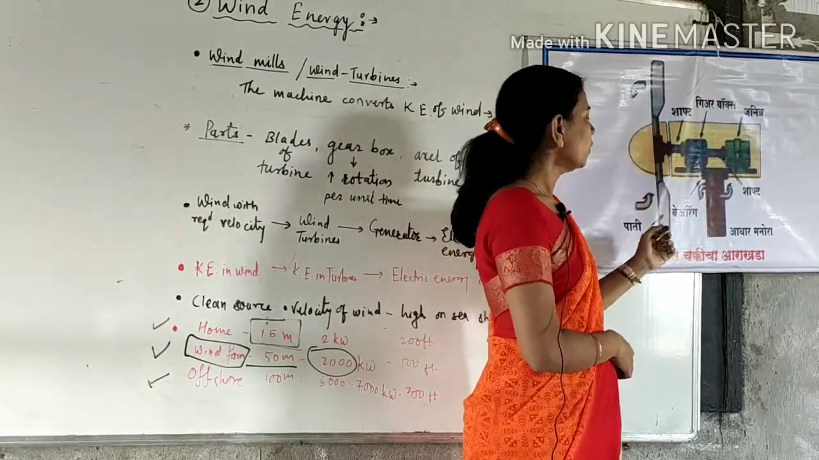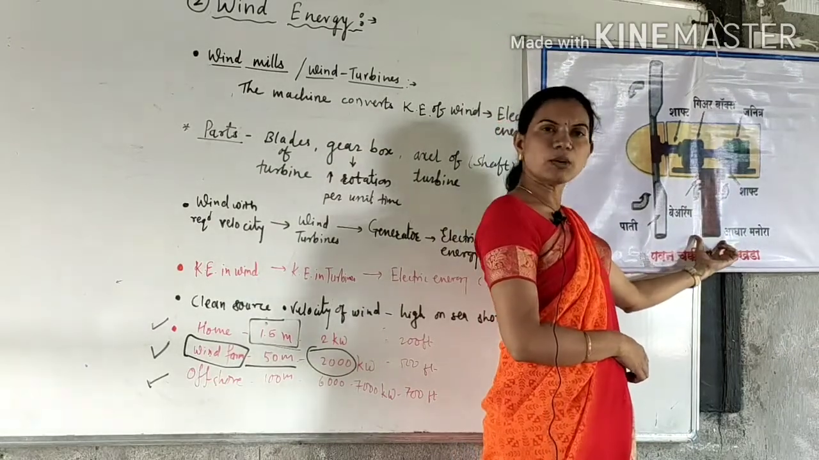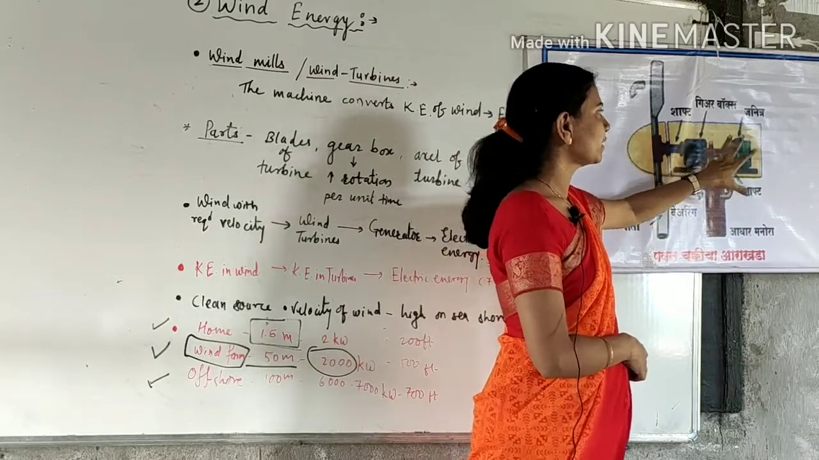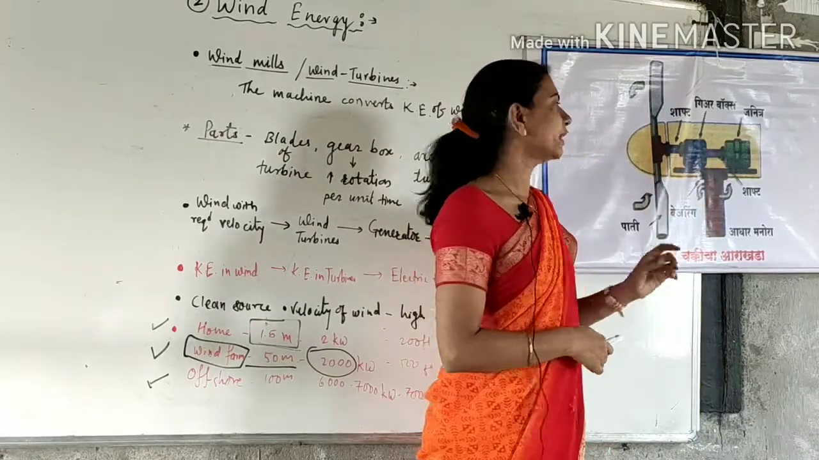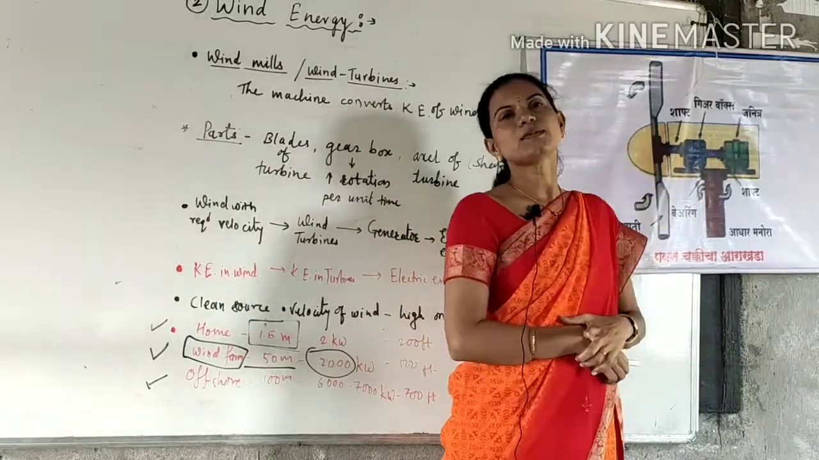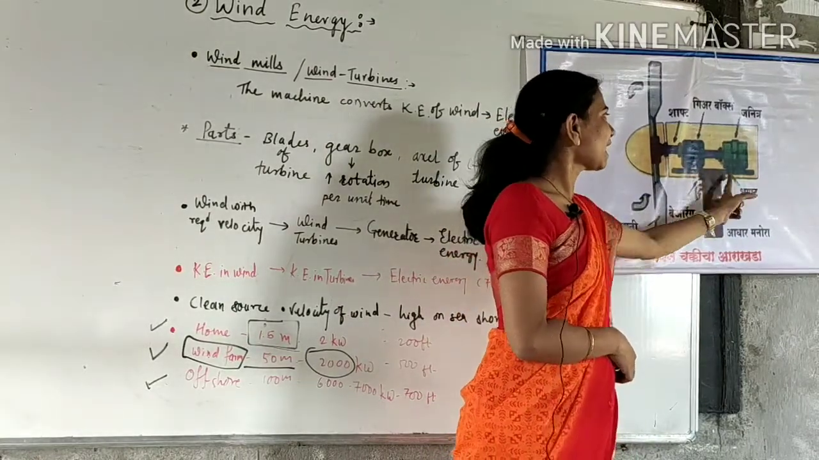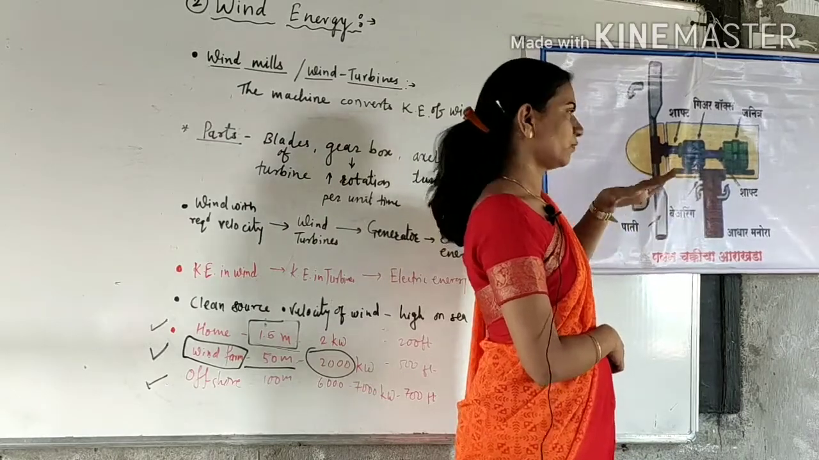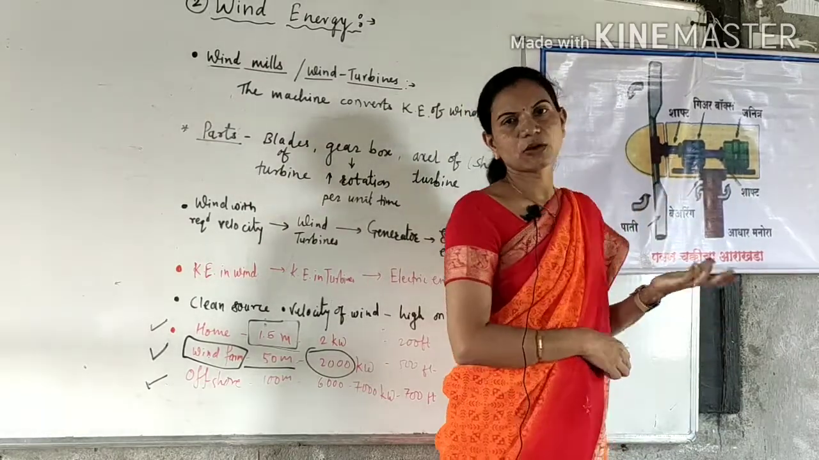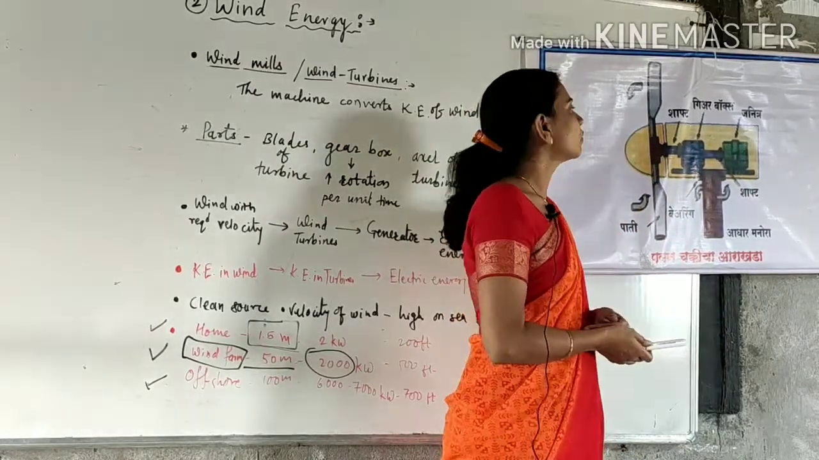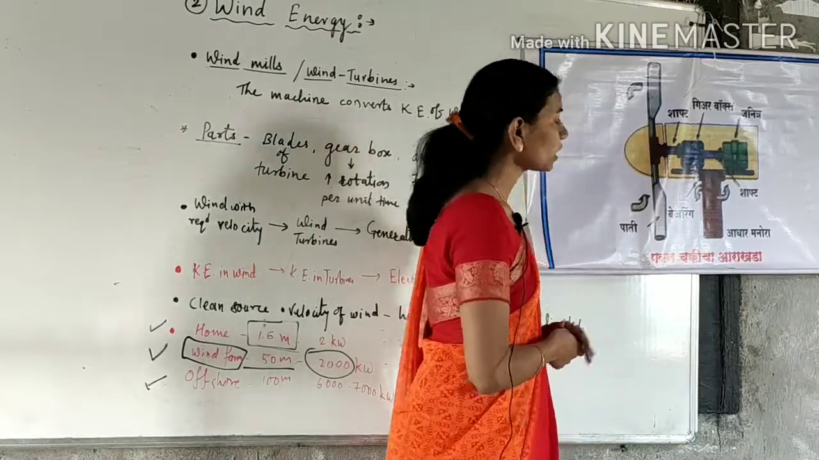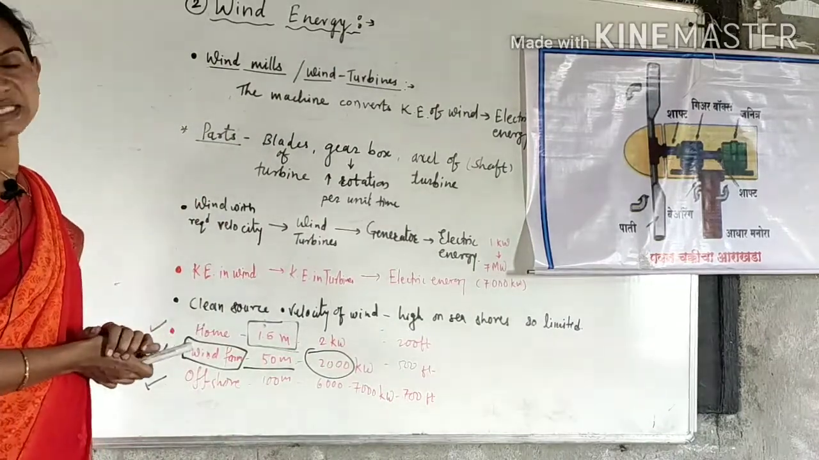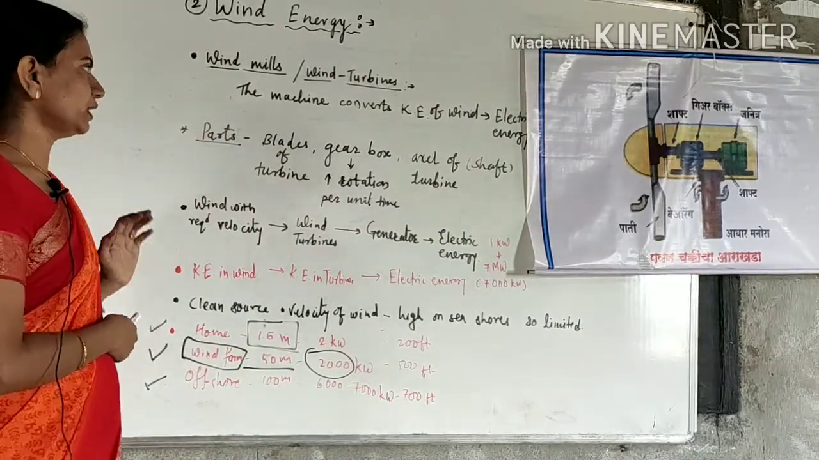And also there is one support. This is very important, where the generator and gearbox are situated, and for the rotation of the gearbox, bearings are present on this support. Therefore, we can easily rotate the gearbox and also increase the rotation of the blades. So this is the structure of a power plant which is based on windmills or wind energy.